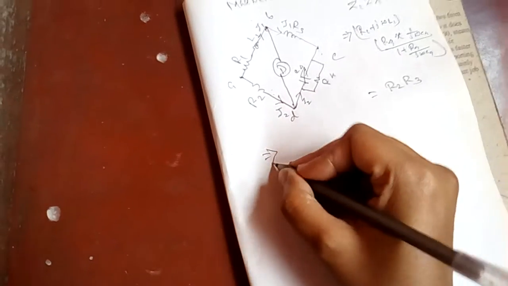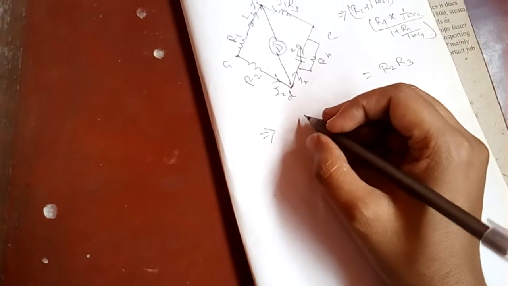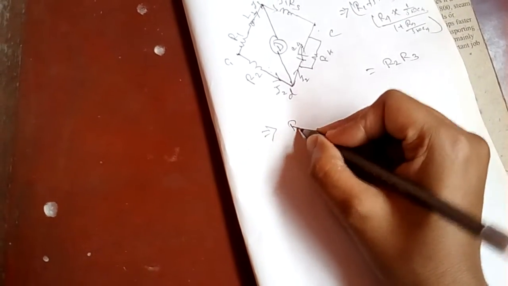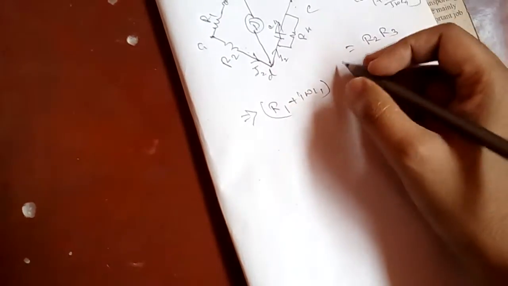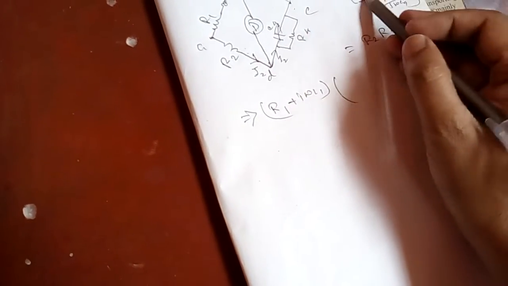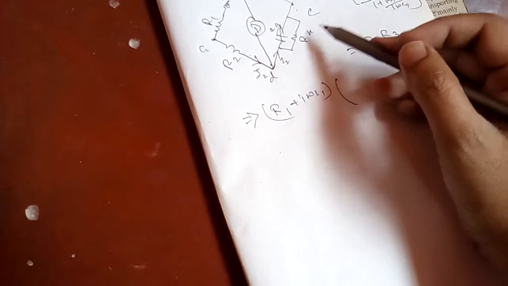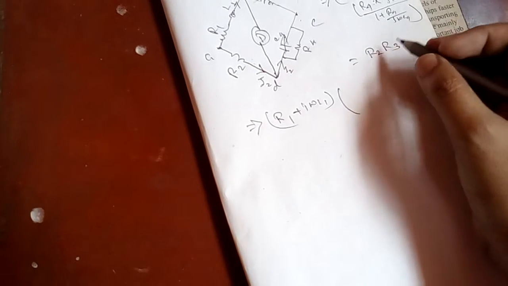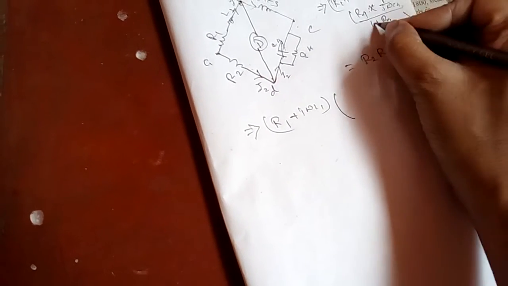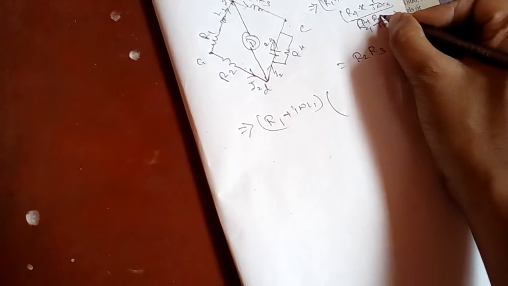So if we calculate this, we get R1 plus j omega L1 times Z4, equal to R2 R3, that means R4 into j omega C4 over R2 R3, with 1 plus j omega R4 C4.